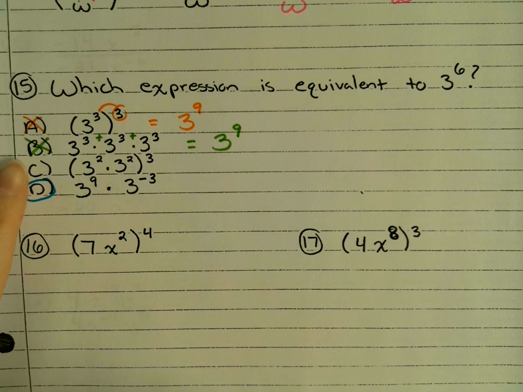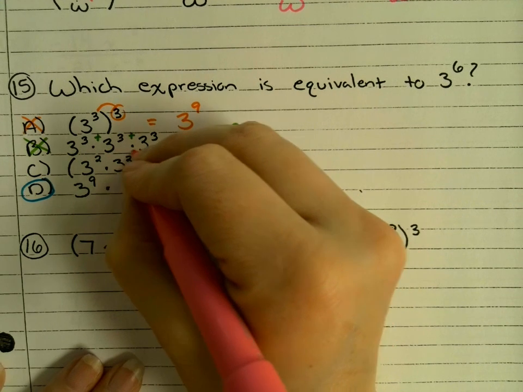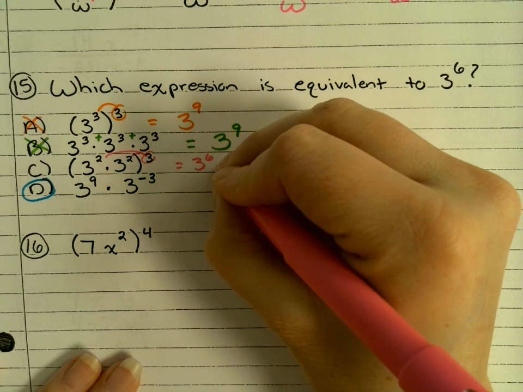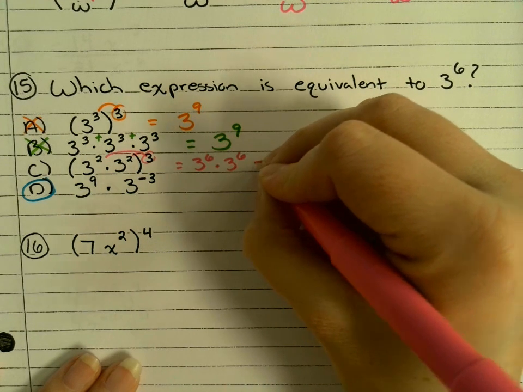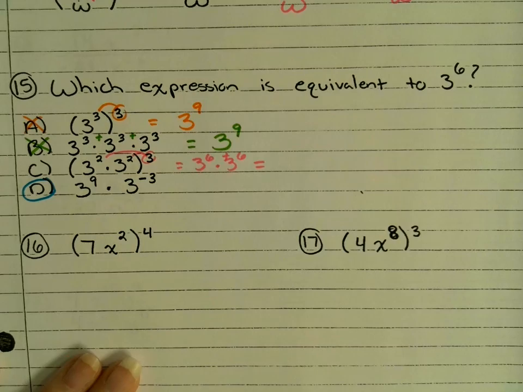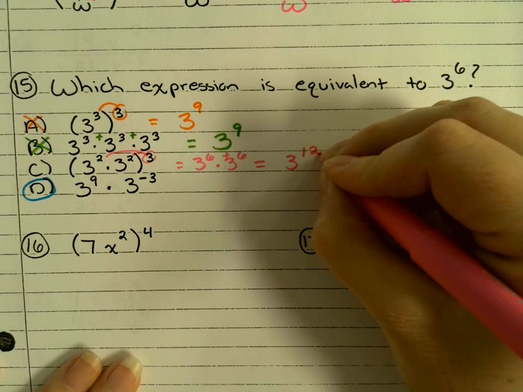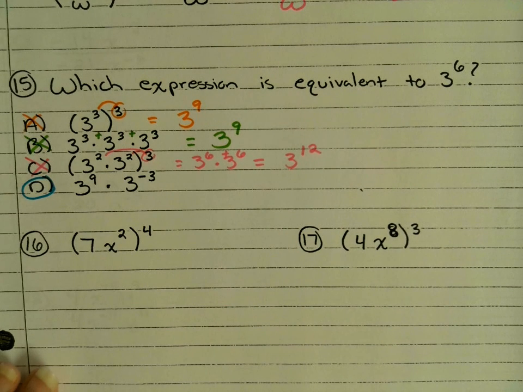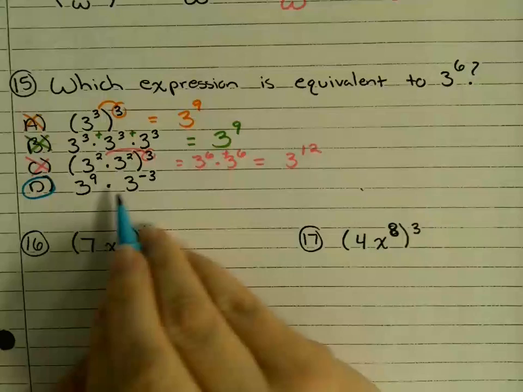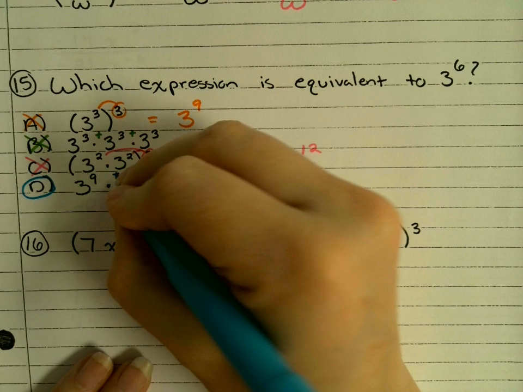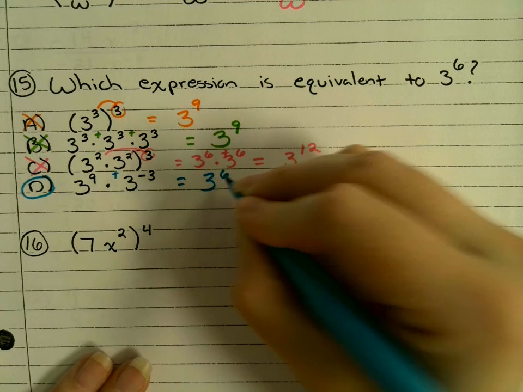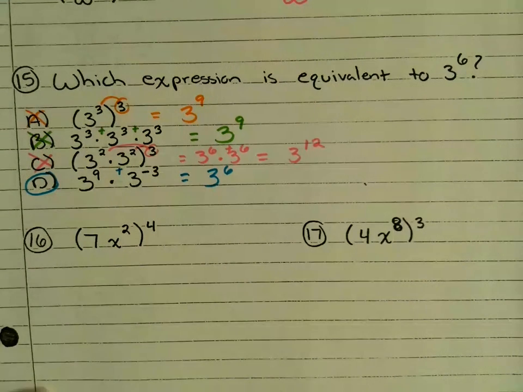For problem C, I would distribute the 3 to the 2 and 3 to the 2. This would come out to 3 to the 6th power times 3 to the 6th power, which would then, I'd add the exponents, and that would be 3 to the 12th power. That's not going to work. So the only one that does work is 3 to the 9th times 3 to the negative 3rd. I'm going to add 9 and negative 3 together to get 3 to the 6th power, which is what I want.